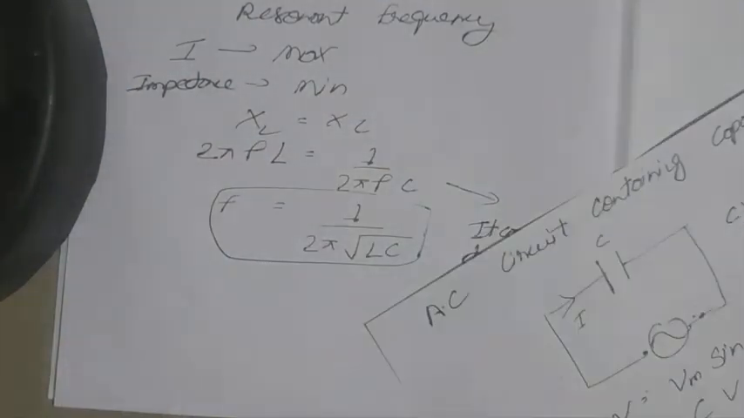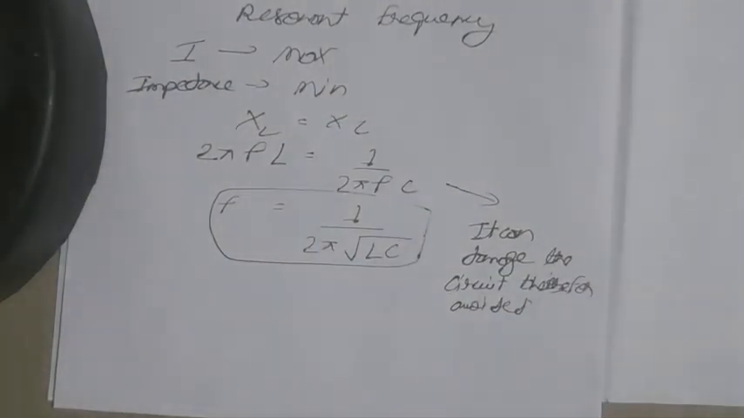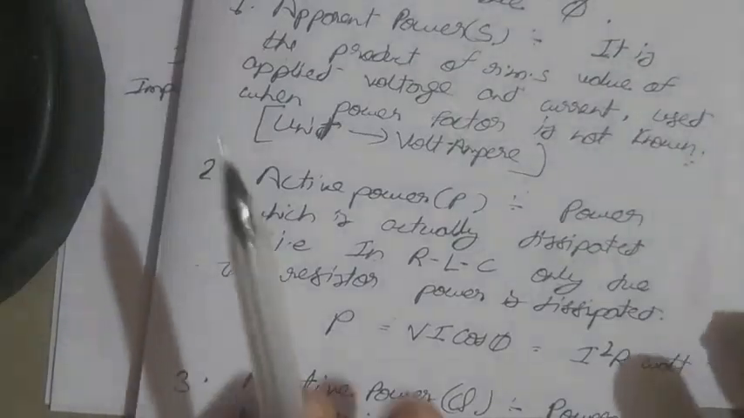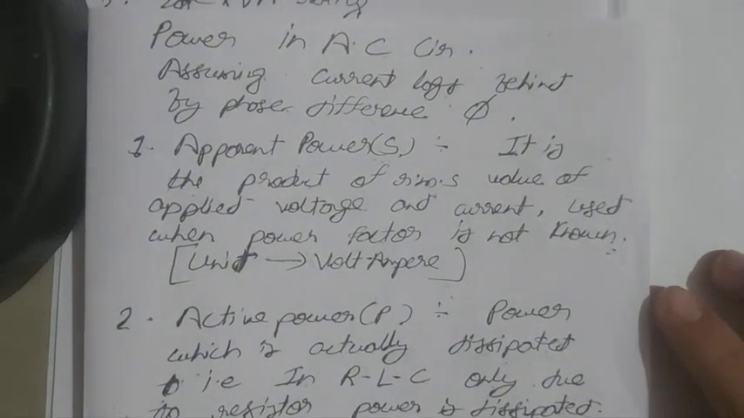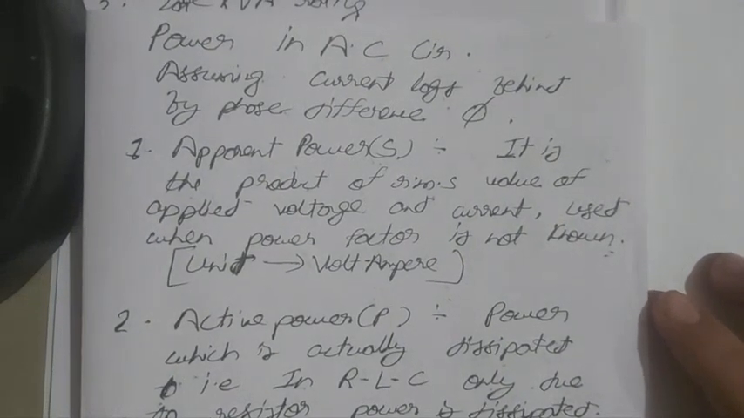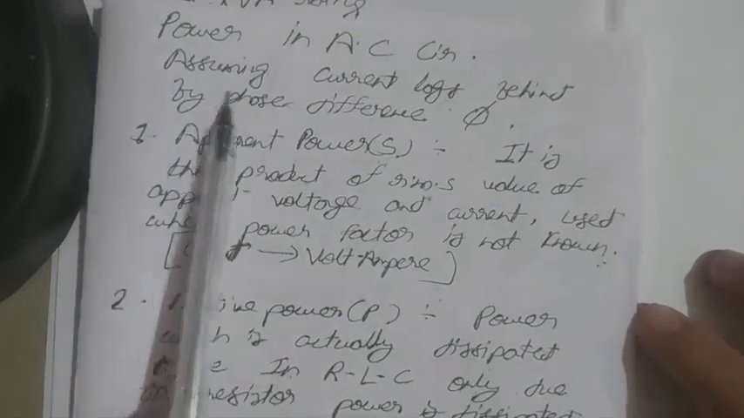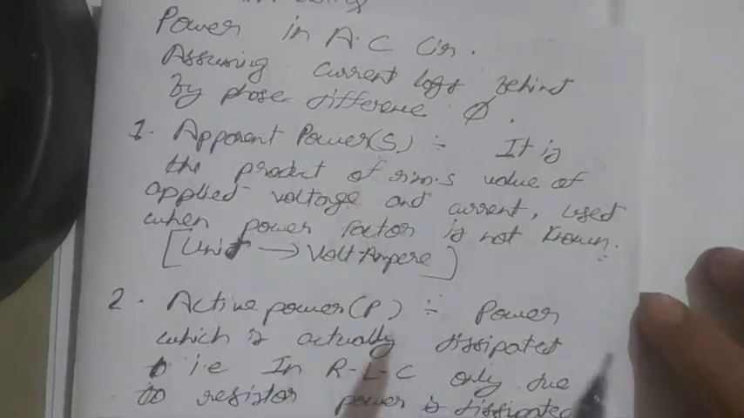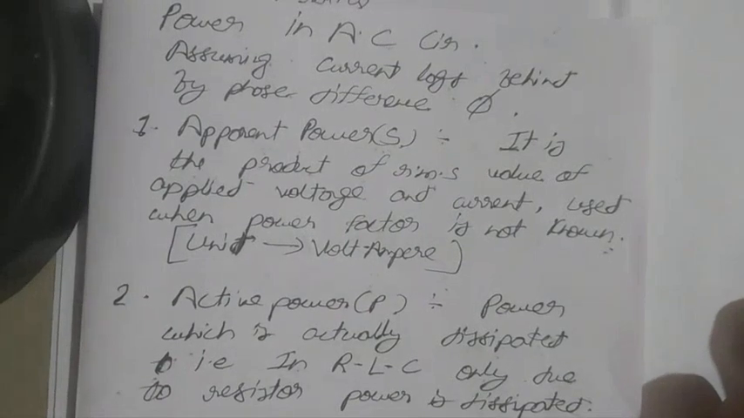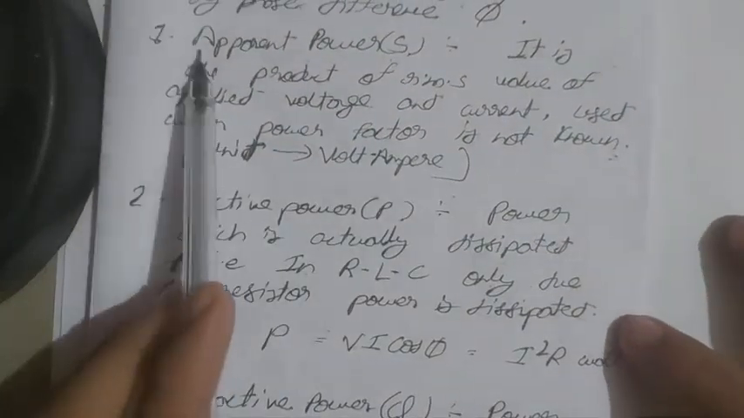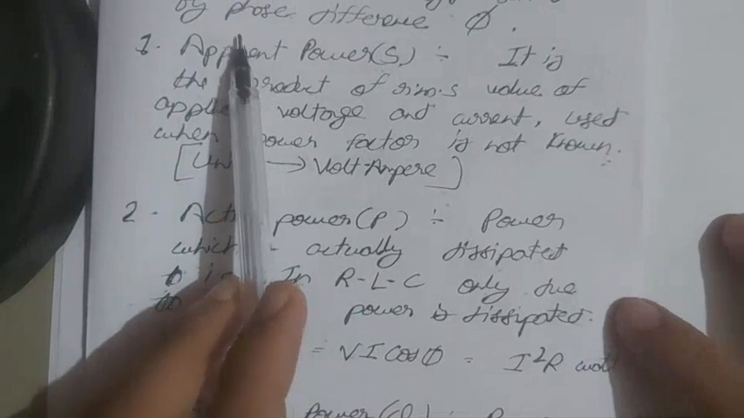After that, the concept of powers. How many types of powers? So, powers in AC circuits. In powers we assume that the current lags behind by phase difference phi, the current is behind by phase difference phi, as we have just seen in RLC circuits.